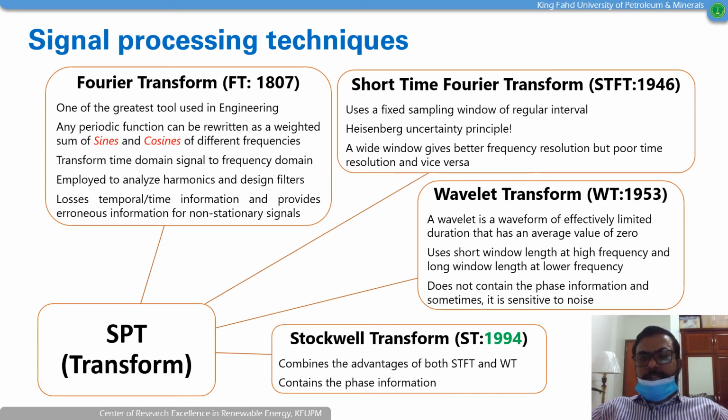The wavelet transform is an advanced signal processing technique that overcomes the shortcomings of the short-time Fourier transform. It can provide better time and frequency resolutions at the same time. However, it does not contain phase information and sometimes it is sensitive to measurement noise. On the other hand, another advanced signal processing technique, the Stockwell transform, combines the advantages of both the short-time Fourier transform and the wavelet transform. Also, it contains the phase information.